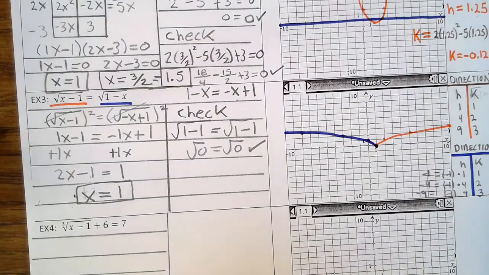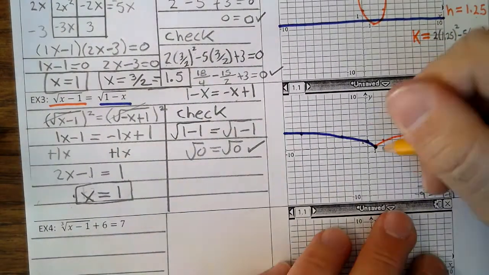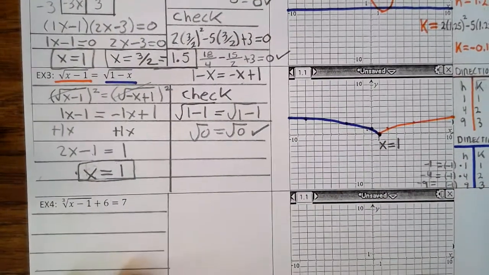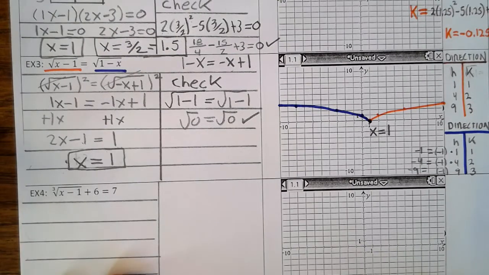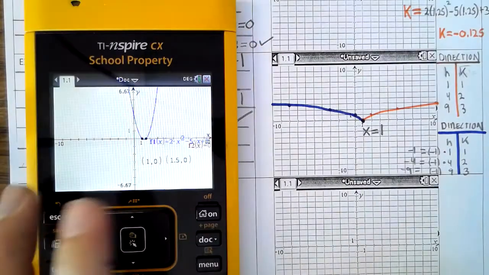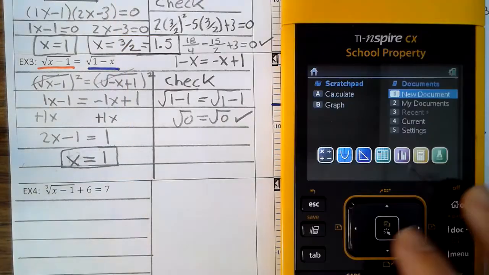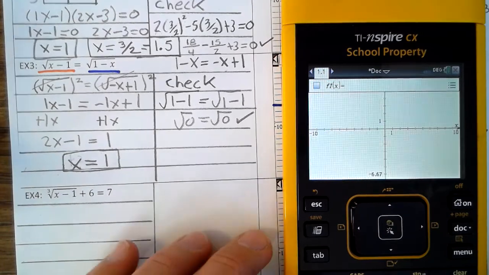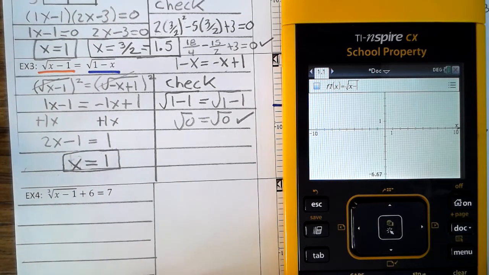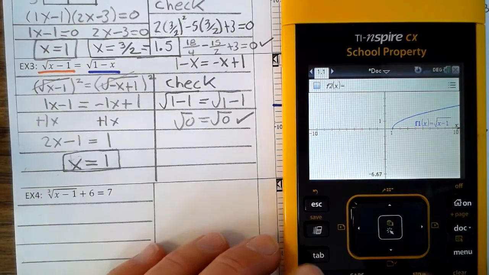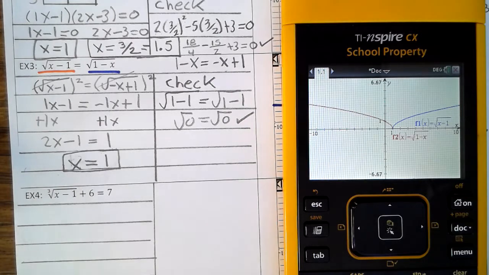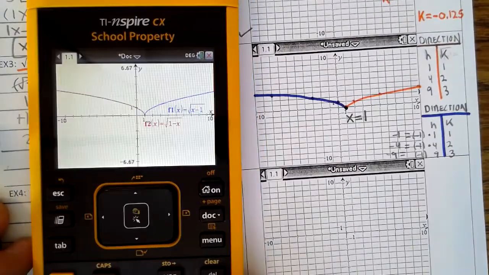And we can see here that they intersect at x equals 1. Whenever there are questionable graphs, I like to check on the calculator. So let's verify that we did that correctly. New document, add graph. We graph the left side: control, square root of x minus 1, tab, control, square root of 1 minus x, and you can see that it verifies that we did it correctly.